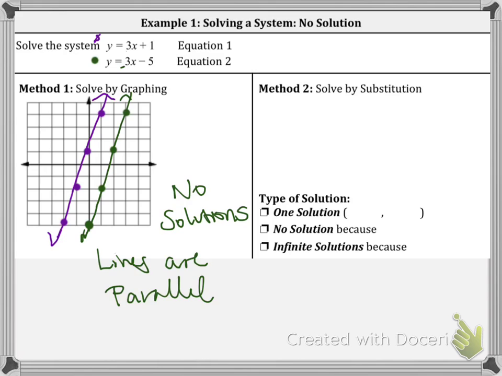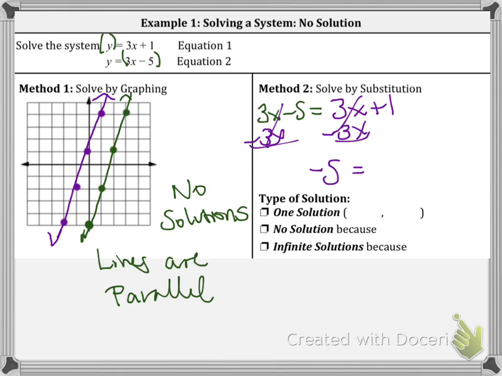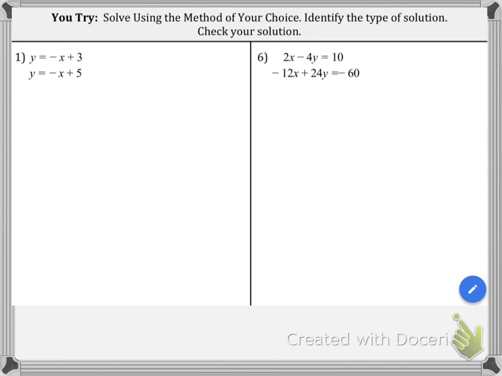So let's try it by solving by substitution. In this, we have y equals 3x plus 1 and y equals 3x minus 5. I'm going to substitute 3x minus 5 into the first equation. So this is 3x minus 5 equals the second equation, 3x plus 1. And I'll solve. Let's subtract 3x from both sides, and we get negative 5 equals 1. So this is not true. No solution, because negative 5 does not equal 1. Okay, so try out the other examples. See if you can get it. And then you're good. Just try this example here.